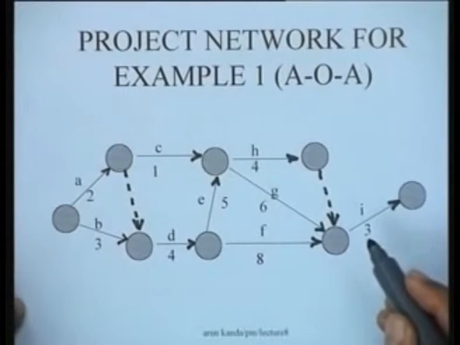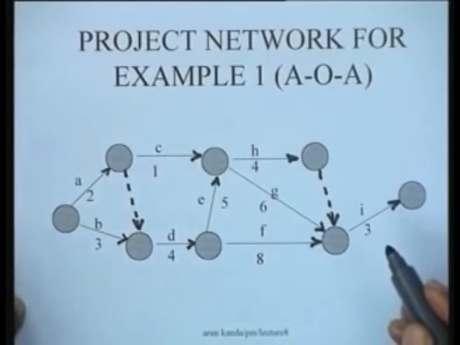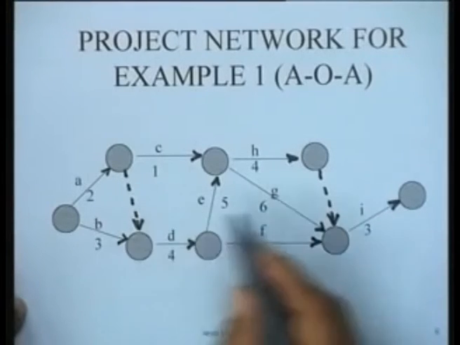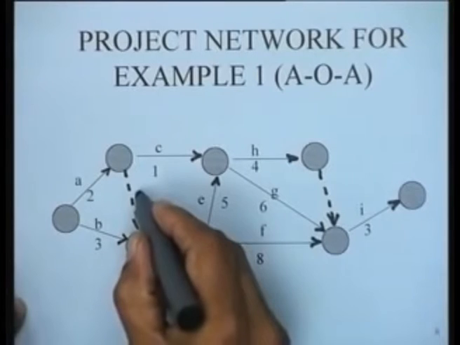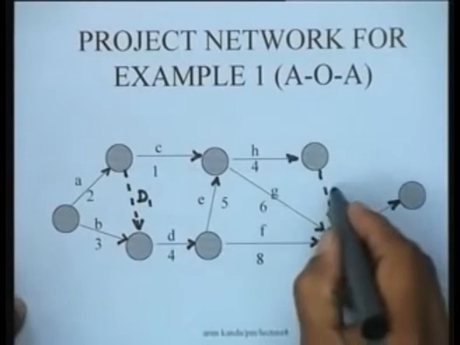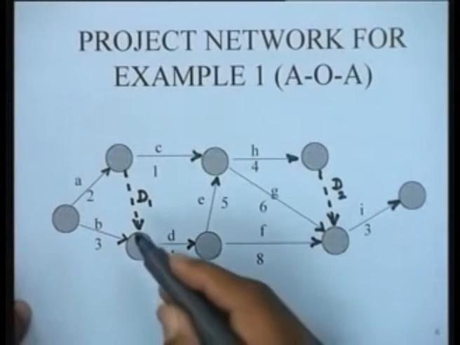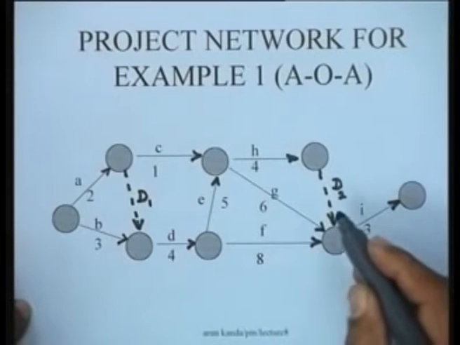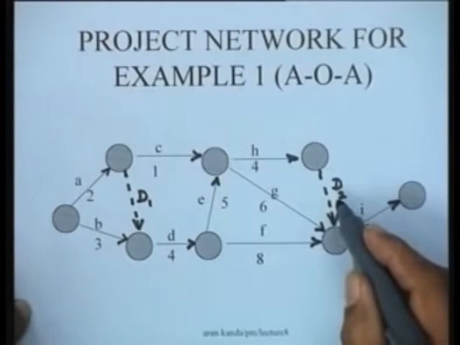Now, a comment on this particular network is in order. You would recall that when we were talking about various dummies, we can identify in this particular case that we have used two dummies. You may call them D1 and D2. Notice that D1 is a logical dummy, and what is the nature of the dummy D2?